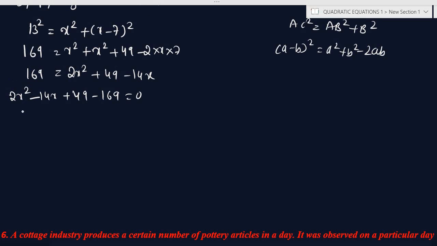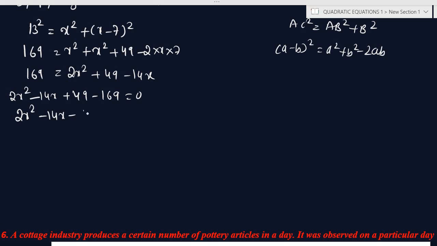Here what happens? 2x² − 14x − 120 = 0. You take 2 common here: x² − 7x − 60 = 0. So this is the equation now.